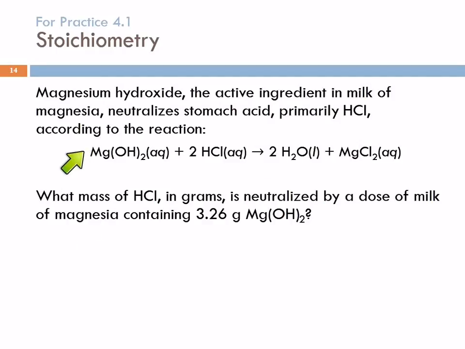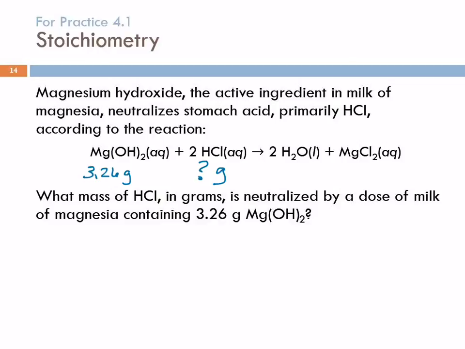I'm going to use the balanced chemical equation to organize the information that I've been given. So what mass of HCl in grams? That's the question. So I'm going to find HCl in the equation, and underneath I'm going to write question mark, what mass, grams. That's what I'm trying to find. It is neutralized by a dose containing 3.26 grams of MgOH2. So this is my starting amount. So under MgOH2, I'm going to write 3.26 grams.